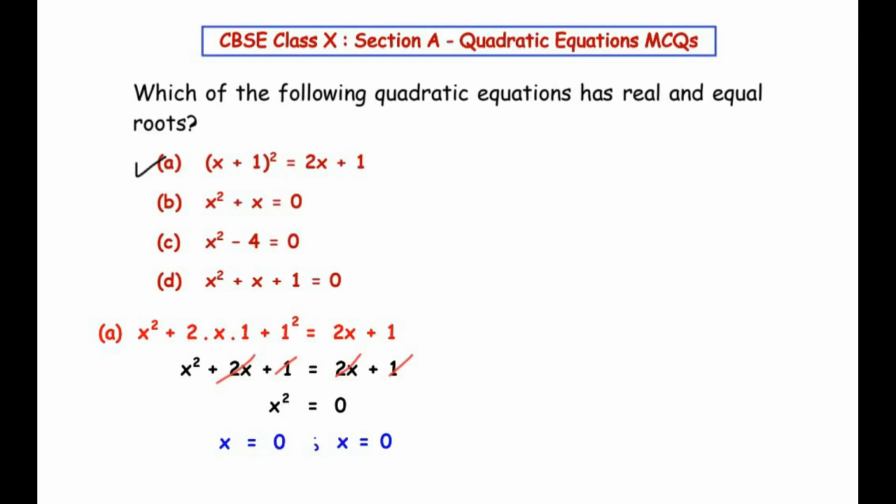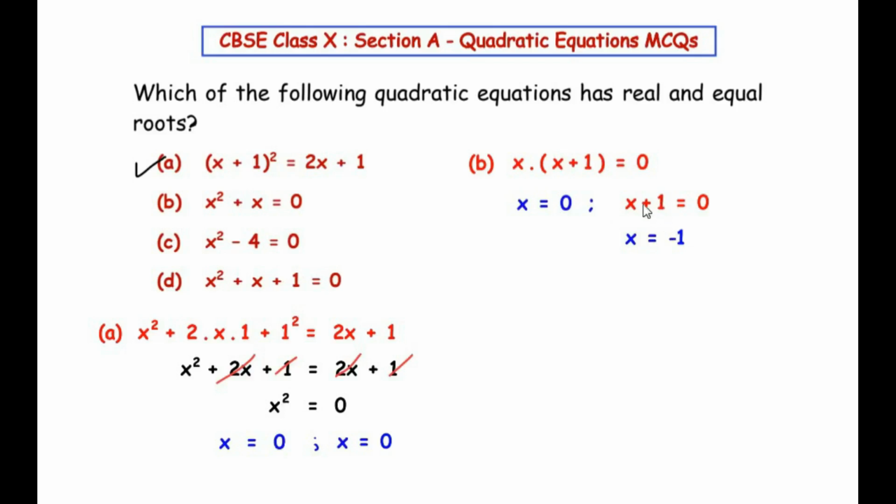Now let us confirm with rest of the options as well. So let us check option B now. So here for option B, we can see that x is a common factor in both the terms. So we have taken x as a common factor and inside the bracket remains x plus 1 equal to 0. Now here we have two factors of x, that is x equal to 0 and x plus 1 equal to 0. So the first value of x is 0 over here.